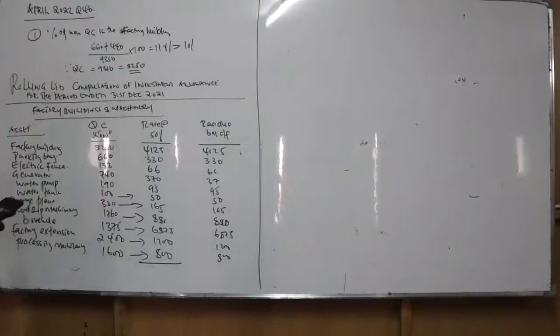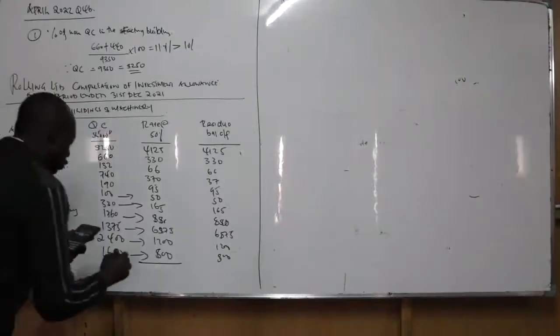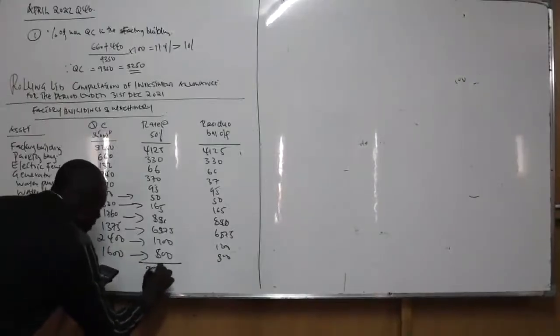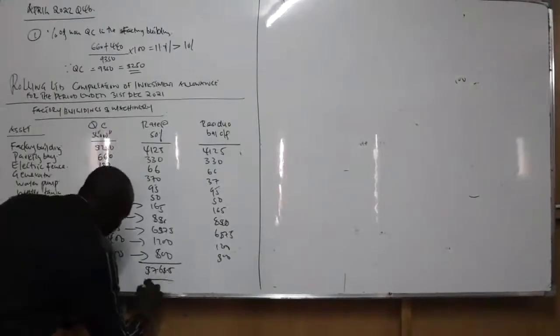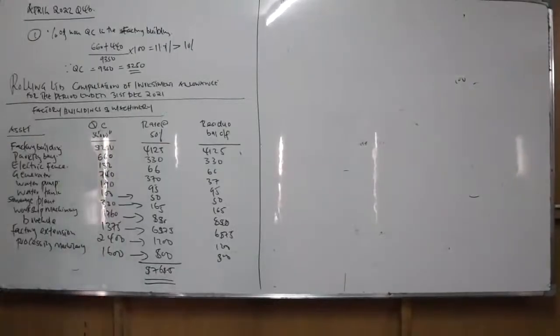So you add them: 125 plus 330 plus 66 plus 370 plus 95 plus 50 plus 165 plus 880 plus 687.5 plus 1,200 plus 800. So the total claim is going to be 8768.5. That is what you're going to claim that year for industrial building.